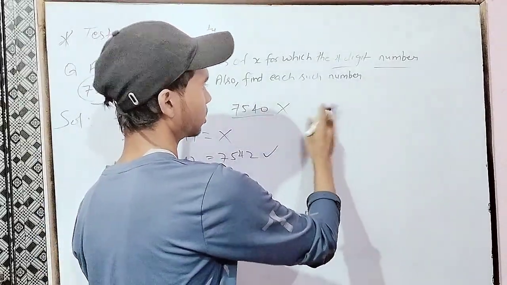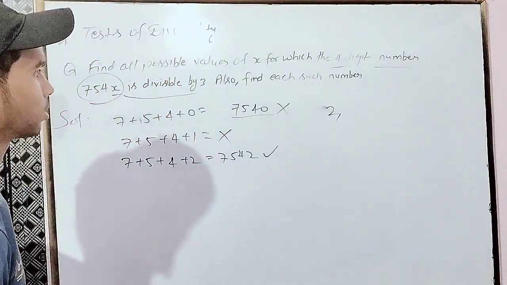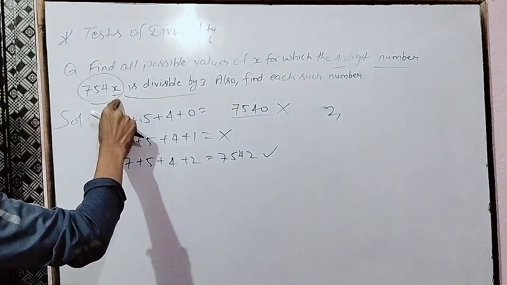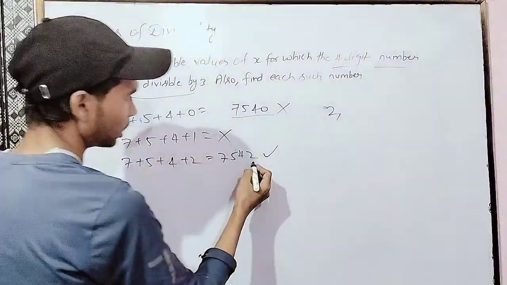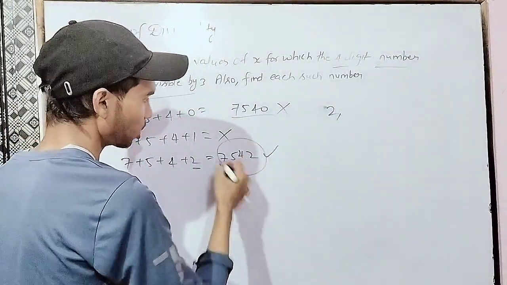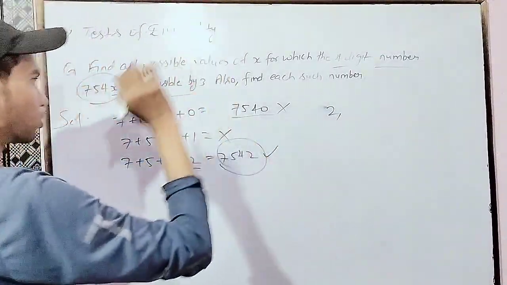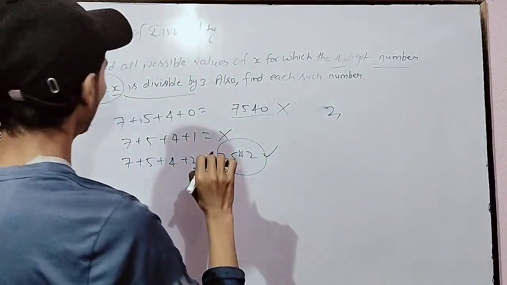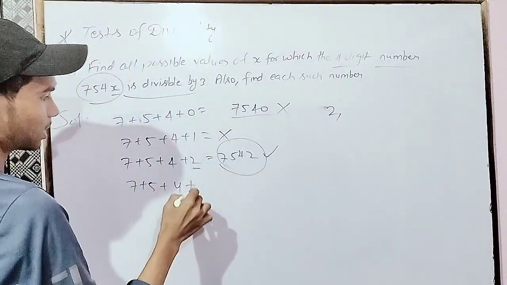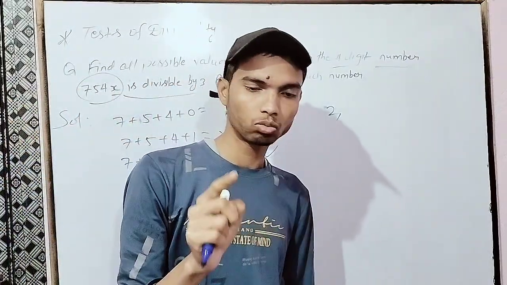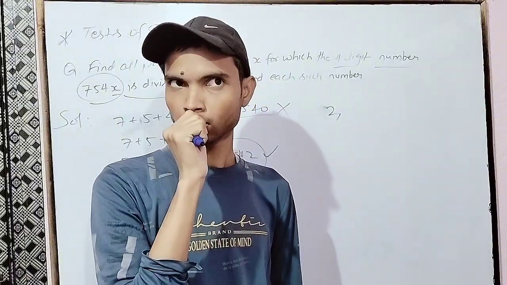And like that, the other digits. Here the digit should be one of those that make the number divisible by 3. Now here we put 2 and this whole number is divisible by 3. That's why 2 is one of those digits. Again, 3 will become 19. Then 4 will become 20.